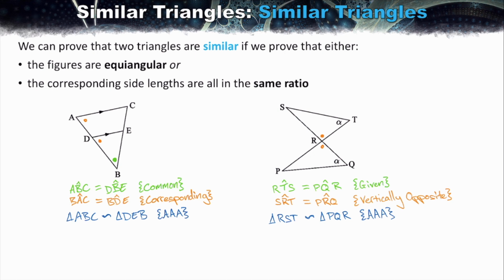So essentially with triangles, we can prove it in two ways. I've only shown the equiangular here because I know that's going to be the questions that we're going to be tackling to begin with. But if we did know the side lengths instead, if we could prove that they're all in the same ratio, as long as we can prove that all of them are definitely in the same ratio, then that's still a proof of similar figures and similar triangles.